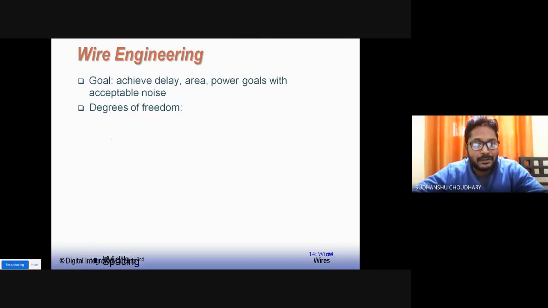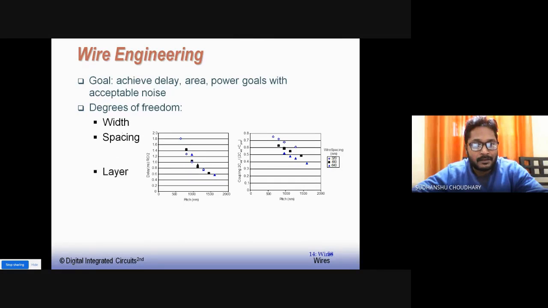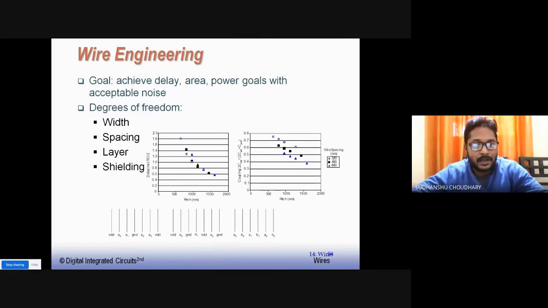Now, what are the goals of wire engineering? When we design a wire or interconnect, what would be the goals? The goals would again be the same, that is, performance metrics for the gate. You want to achieve a lower delay. You want to achieve a lower area for the interconnect wires. And also there may be power goals with acceptable noise, right?